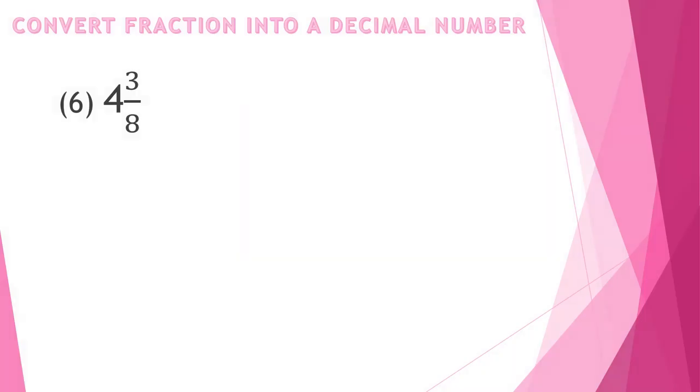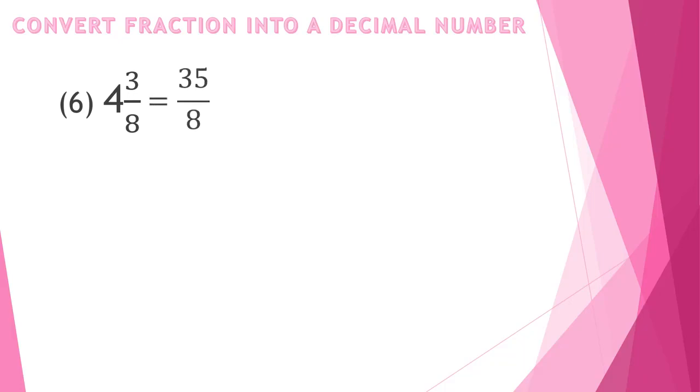Let us solve one more question. Question number 6. Convert 4 3 upon 8 into a decimal number. See, 4 3 upon 8 is a mixed number. So first we convert it into an improper fraction. 8 4s are 32, and 32 plus 3 is equal to 35. So the improper fraction is 35 upon 8.